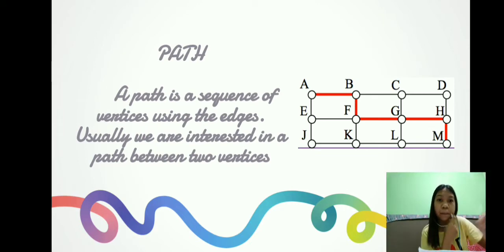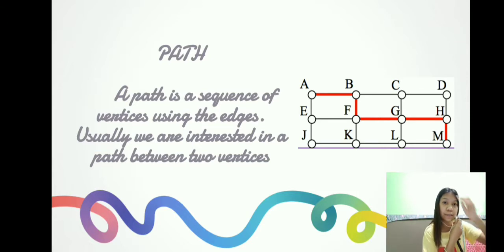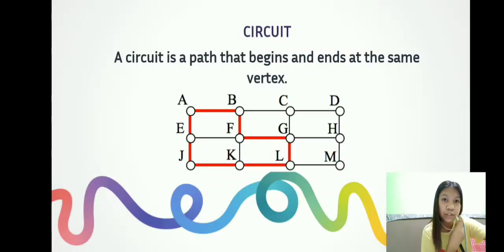So what is a path? A path is a sequence of vertices using the edges. Usually we are interested in a path between two vertices. As you can see in the picture on the right side, the highlighted red line is the path from vertex A to vertex M. So next is the circuit. A circuit is a path that begins and ends at the same vertex.